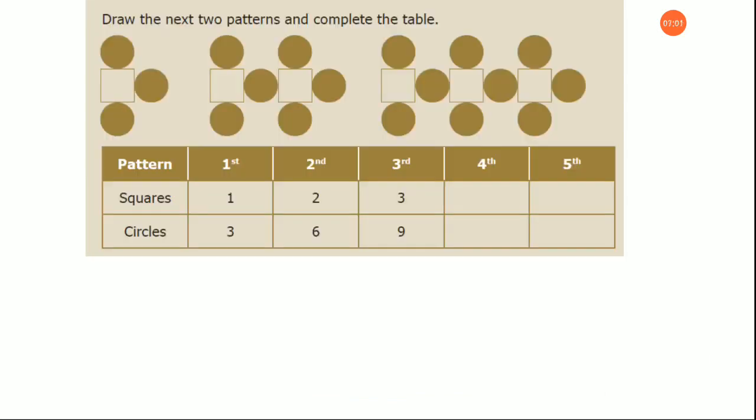Okay. Now look at this diagram. We are going to draw the next two patterns and complete the table here. Now the first pattern has 1 square and 3 circles. Now look at the second pattern. It has 2 squares and 6 circles. And then the third pattern has 3 squares and 9 circles.